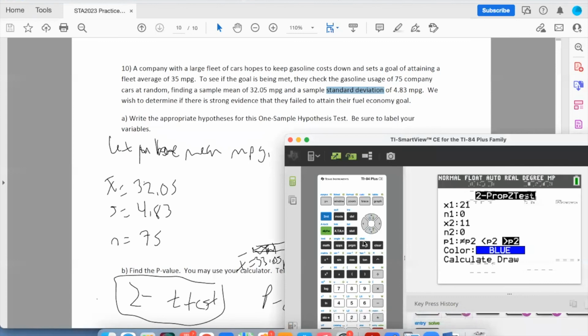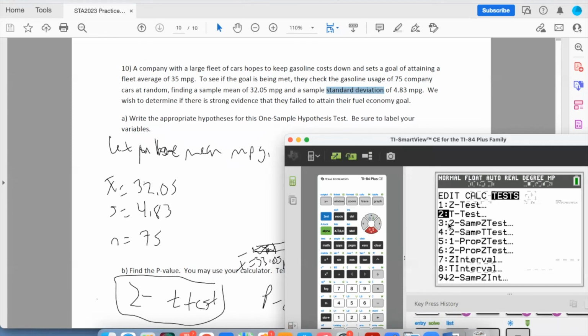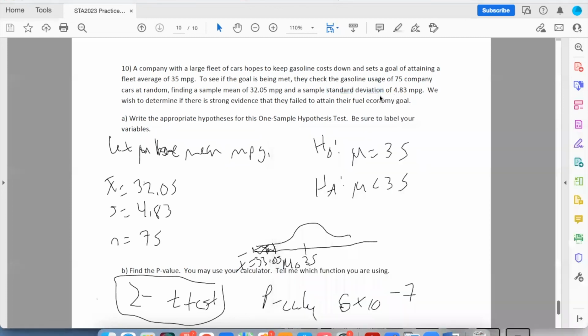That's button 2 on the calculator, the t-test. You should keep a list. You should write that down in your notes somewhere. Remember, the final is open notes. Write down which button does what. That's t-test. Okay, so define our variable. Let mu be the mean MPG, miles per gallon, that this fleet of cars gets.